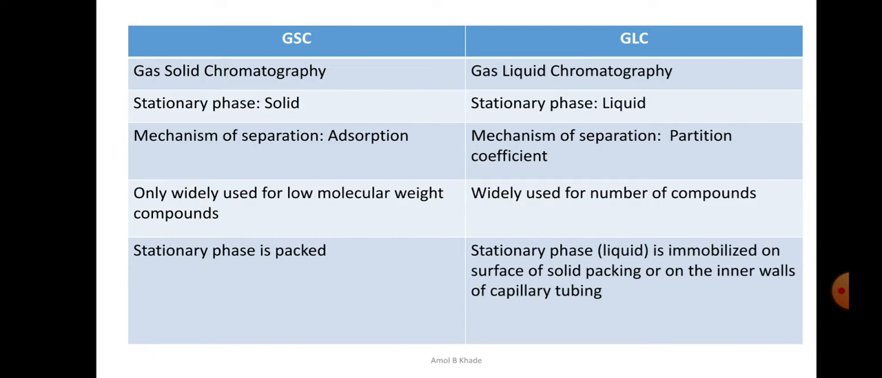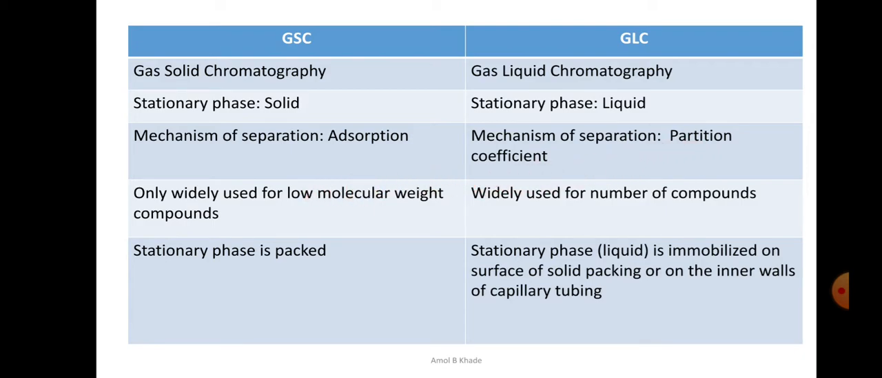Now if we want to differentiate between gas solid chromatography and gas liquid chromatography, in GSC the stationary phase is solid and in the other case it is liquid in case of GLC. Here the mechanism of separation is based on adsorption because it has a solid stationary phase, whereas in this case it is the partition coefficient.